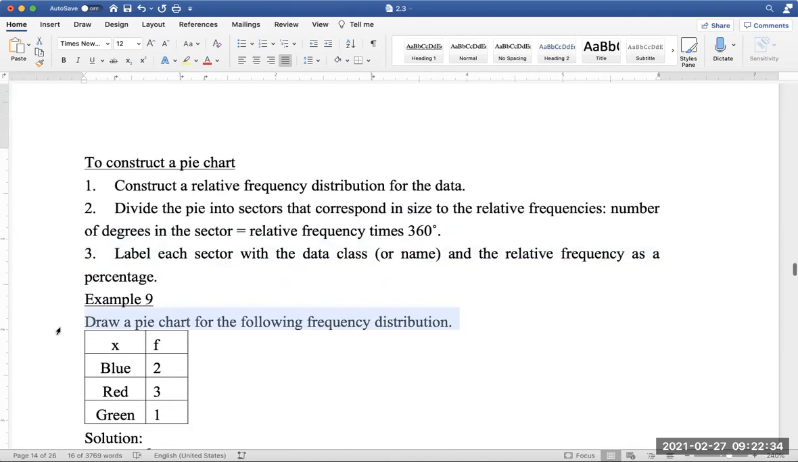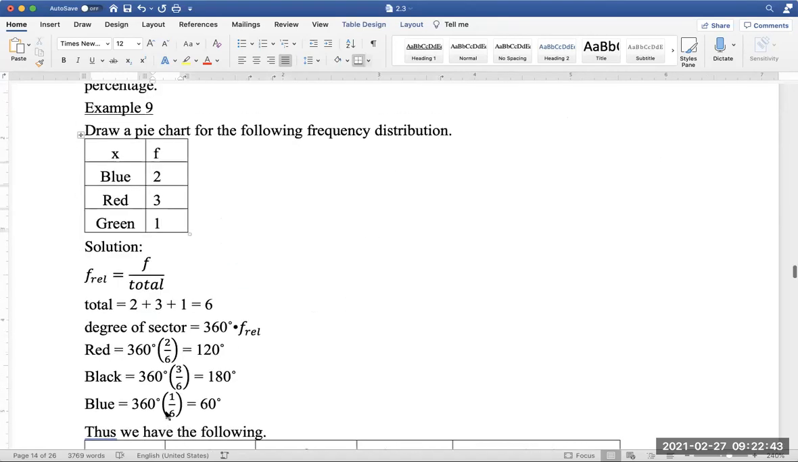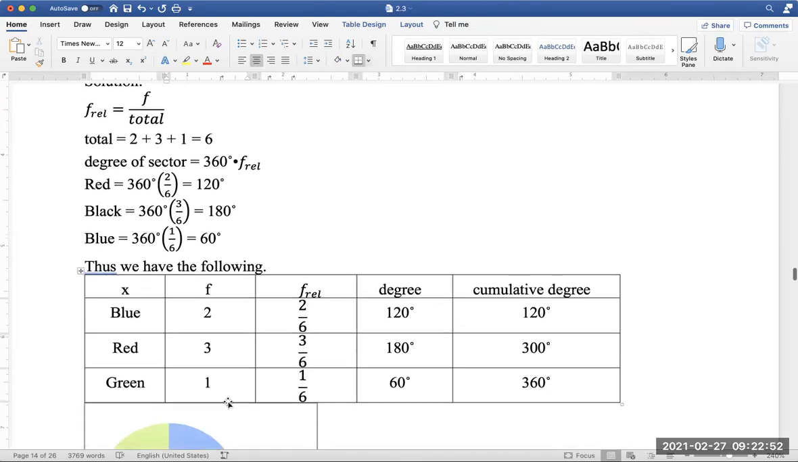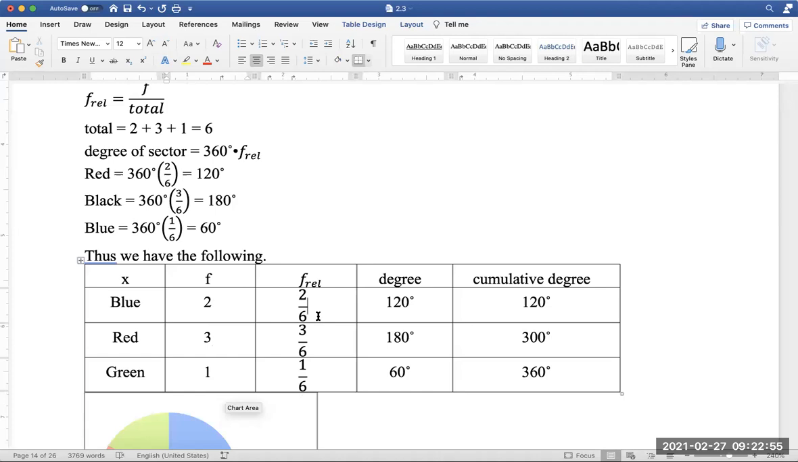Draw a pie chart for the following frequency distribution. 2 blue, 3 red, 1 green. 2 plus 3 plus 1 is 6. Let's divide each of these frequencies by 6. So 2 over 6, 3 over 6, 1 over 6. And so let's multiply by 360.